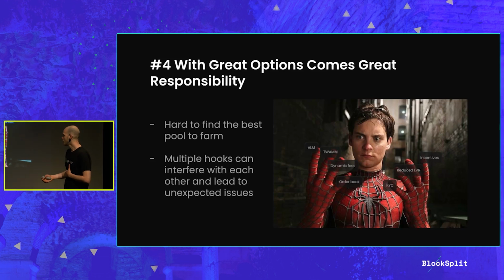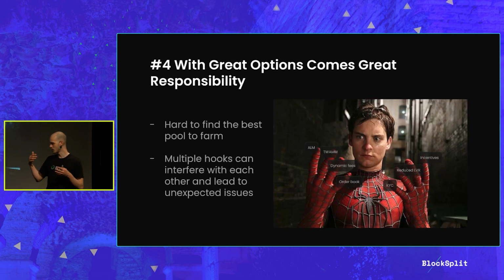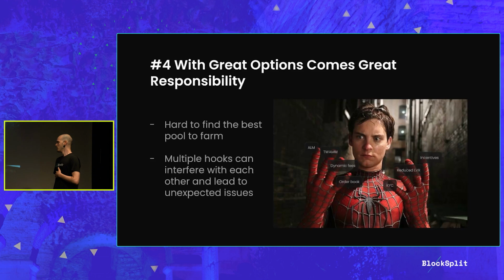And then there's a lot of interference that can happen between hooks. So you could have issues when you're deploying them, when you have community-built hooks. How do you connect them together so that they don't mess anything up when interacting in swaps or providing liquidity?